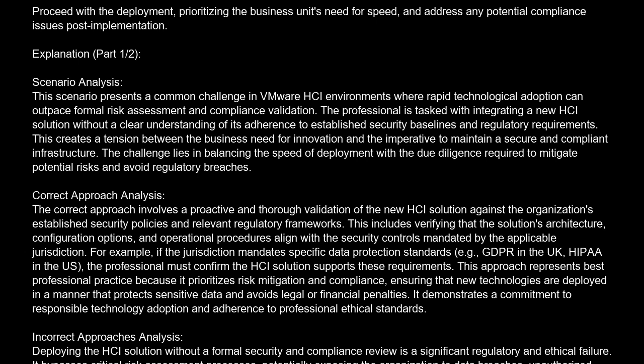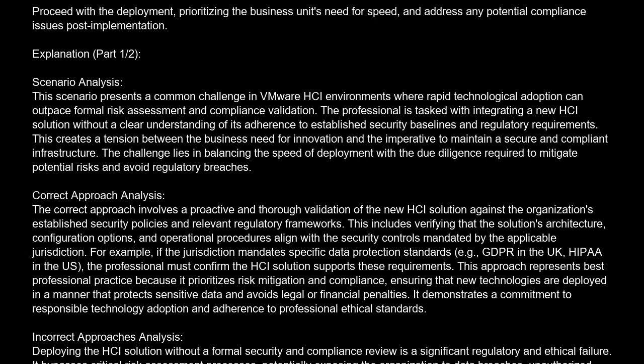The challenge lies in balancing the speed of deployment with the due diligence required to mitigate potential risks and avoid regulatory breaches. Correct approach analysis. The correct approach involves a proactive and thorough validation of the new HCI solution against the organization's established security policies and relevant regulatory frameworks. This includes verifying that the solution's architecture, configuration options, and operational procedures align with the security controls mandated by the applicable jurisdiction.